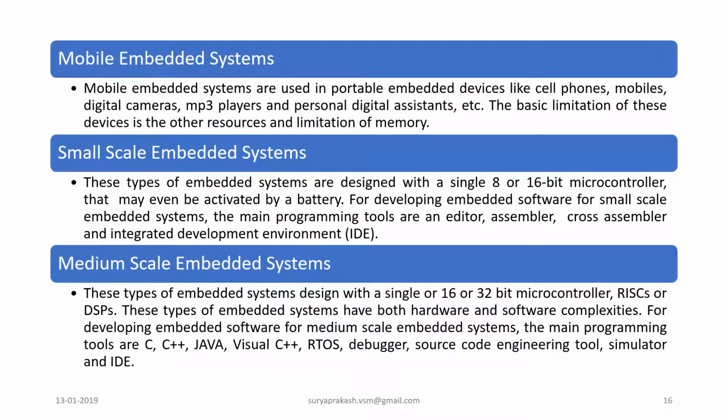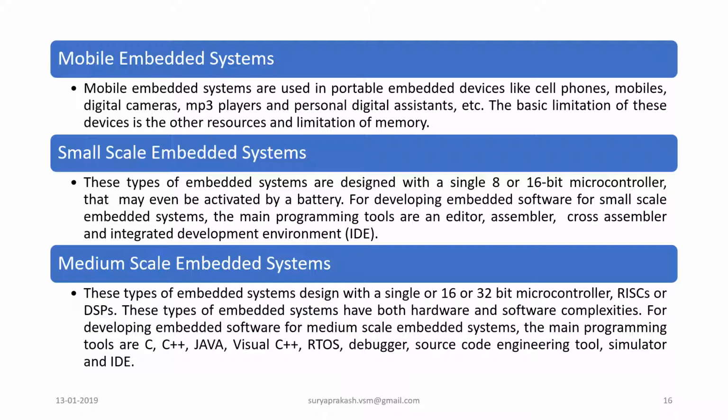We'll now see the mobile embedded system. The mobile embedded systems are used in portable embedded devices like cell phones, digital cameras, MP3 players, personal digital assistants, etc. The basic limitations of these devices are limited resources and limitation of memory.